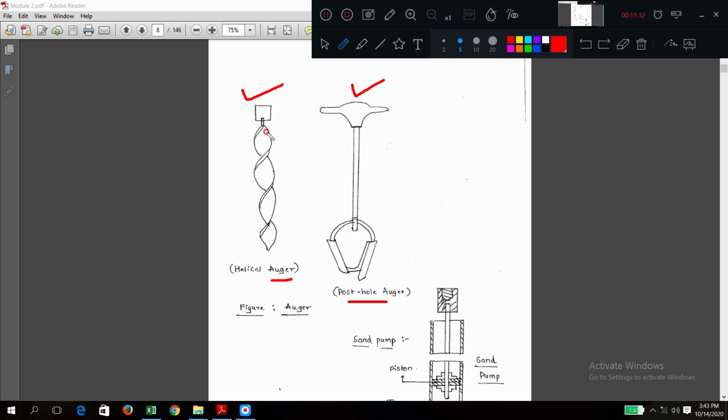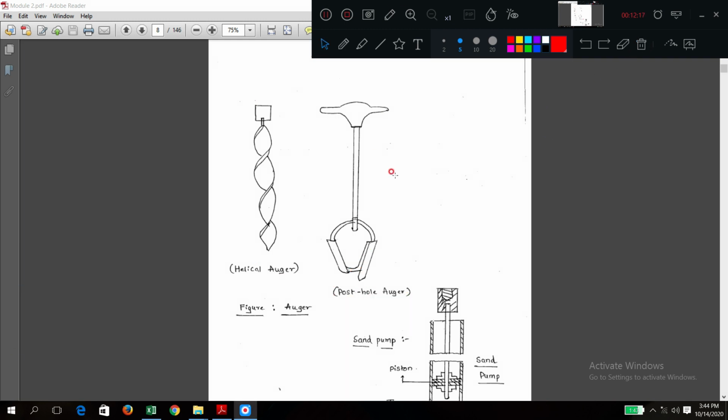Here auger means a device which will rotate or penetrate inside. It will go inside the ground and collect the samples. It is a helical auger. Can you see the shape? It is helical in nature. Here it is called a post hole auger. Here there is a clamp arrangement, or a small sliding gate. As it penetrates inside, this will open, soil will get collected here, and it is taken above. So that is called post hole augers.